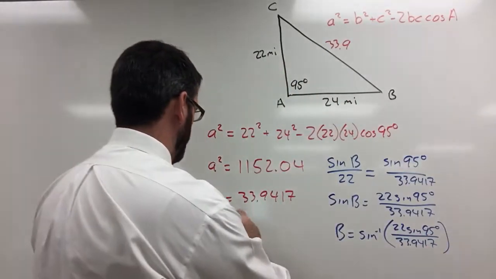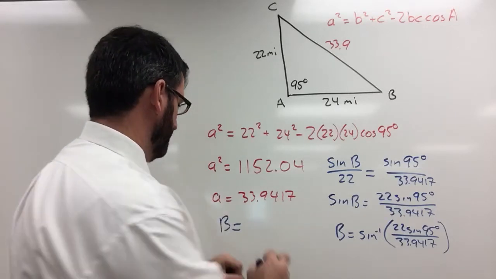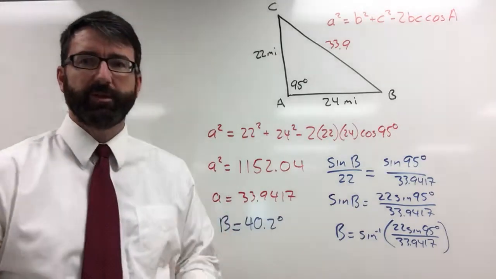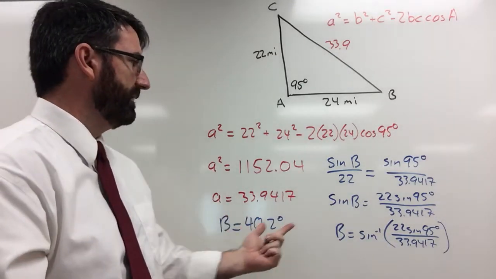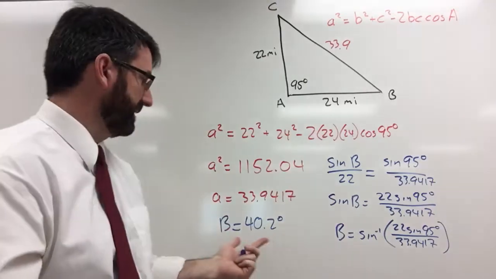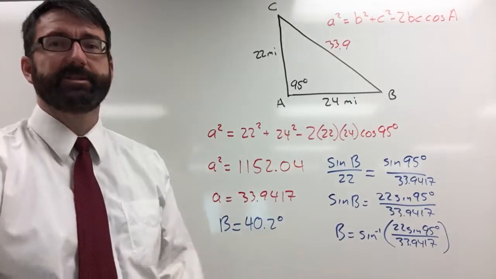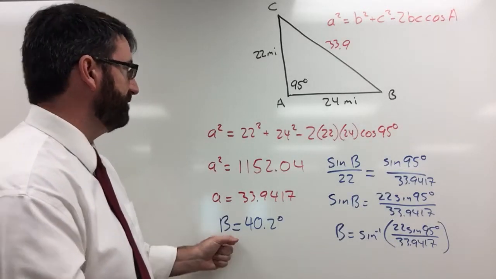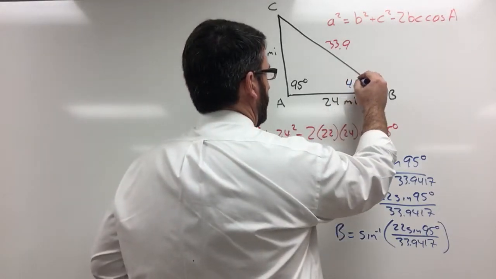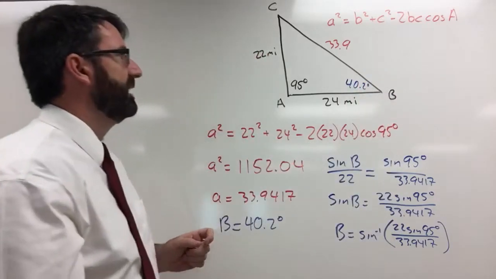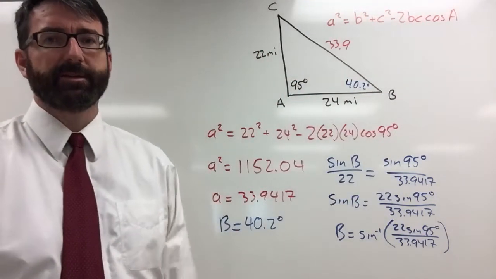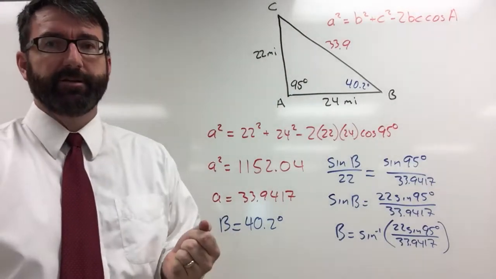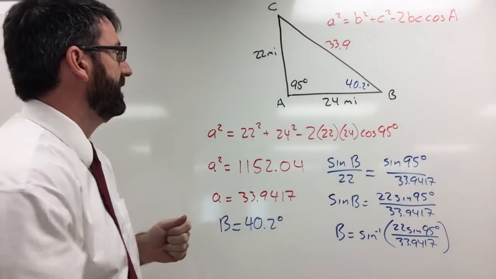And so we're going to end up with B being equal to 40.2 degrees. If you just used 33.9 here, you'd get 40.3 degrees, which isn't off by much, but we want to be as accurate as possible. So if B is equal to 40.2 degrees, then now we know two of the angles in this triangle, and we can use the fact that the angles have to add up to 180 degrees to find the other angle.